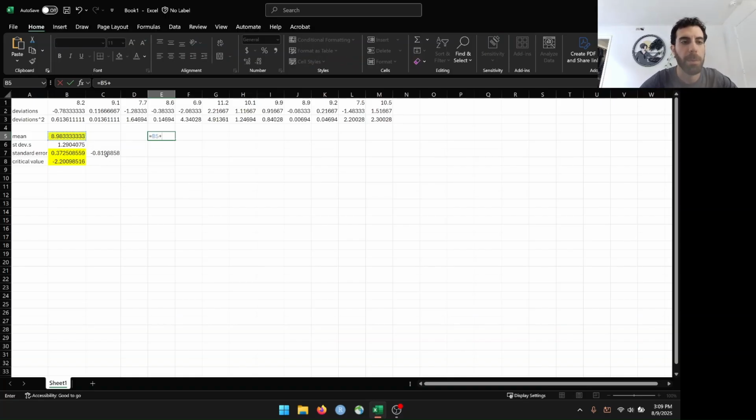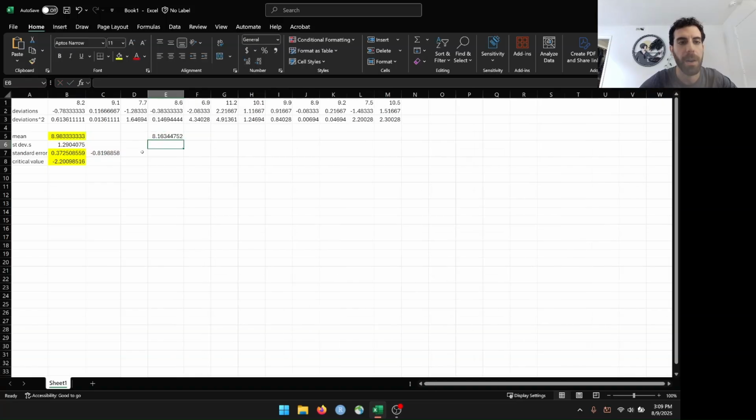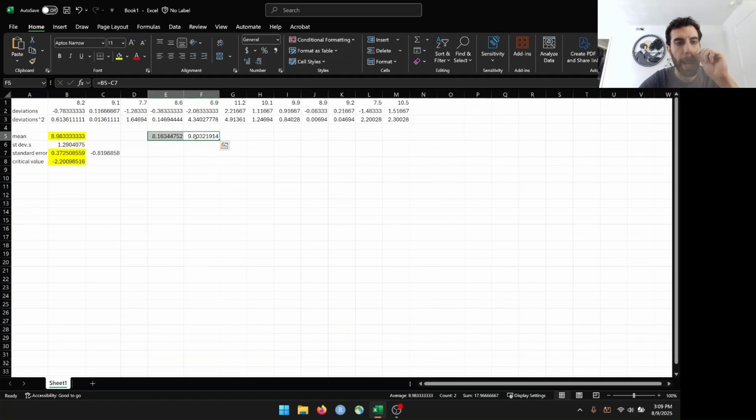Normally we'd subtract, but because it's negative, we're going to add our margin of error. That's the lower bound of our interval, and then the upper bound is going to be the bigger number. And so this is the range of values that we would consider.